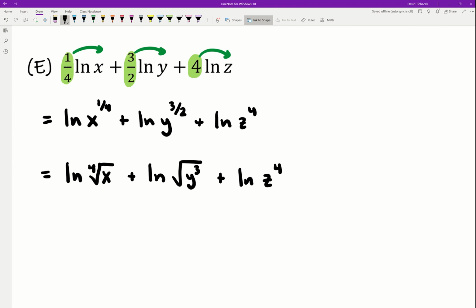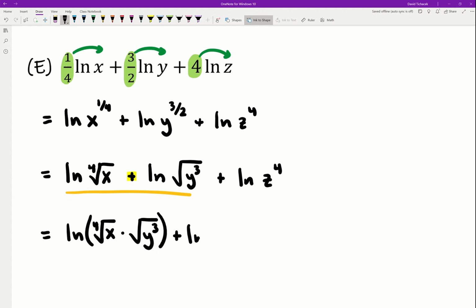Continuing, we notice that we have a bunch of plus signs, and of course we handle the first one that pops up as we read from left to right, and that's going to be condensing these first two logs down. If it's a plus on the outside, it's a multiplication on the inside. So we're going to say the natural log of the 4th root of x times the square root of y to the 3rd, plus the natural log of z to the 4th.